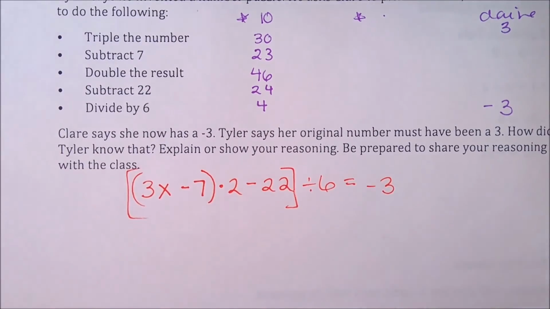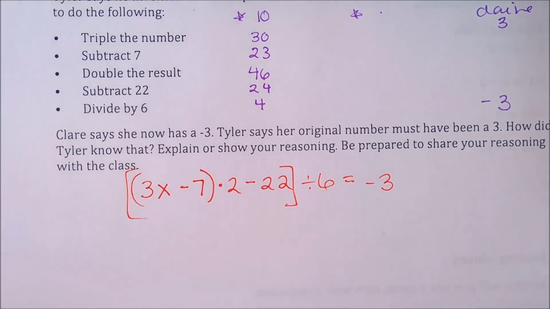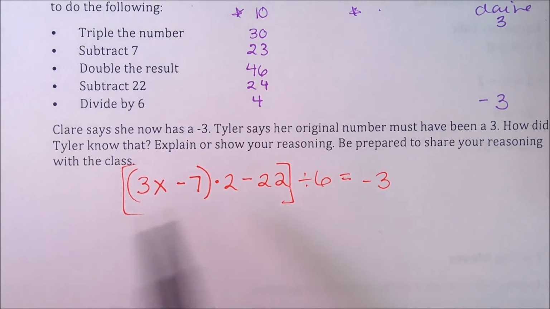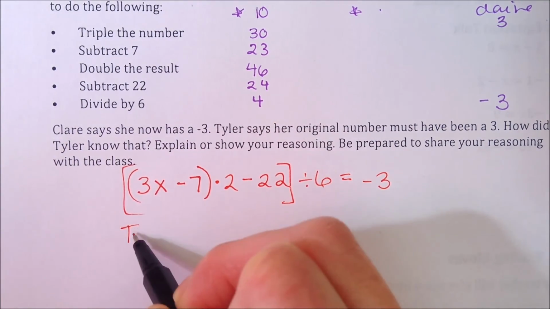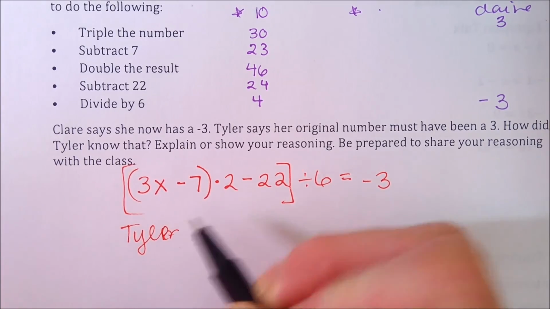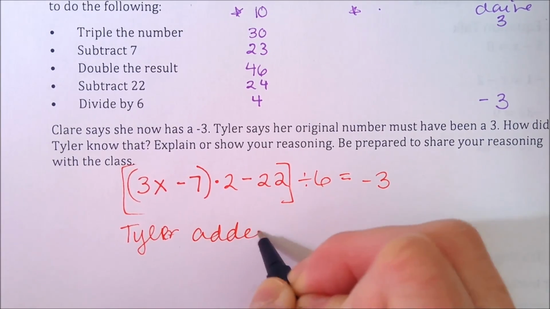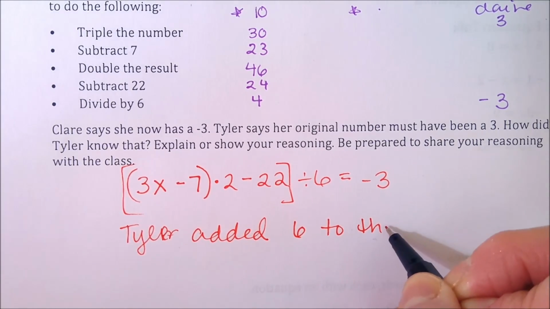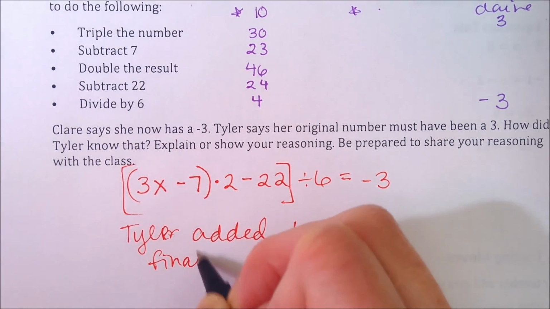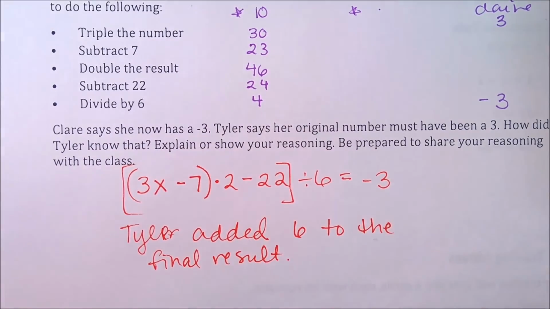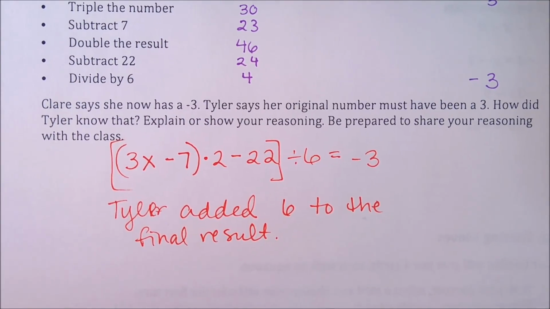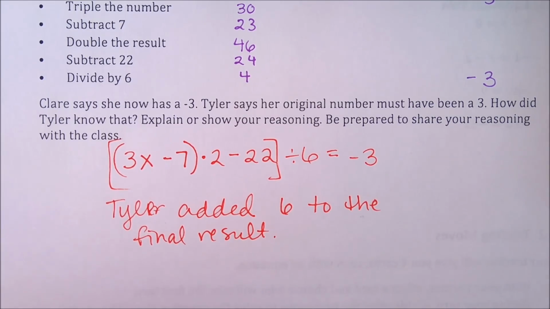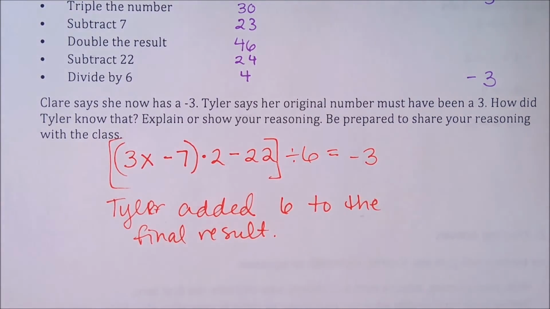So, I mean, you could have gone through and made an expression or made an equation. At the bare minimum, you should have written that Tyler added 6 to the final result. Or you could say the original minus 6 is the final answer. And that's it.